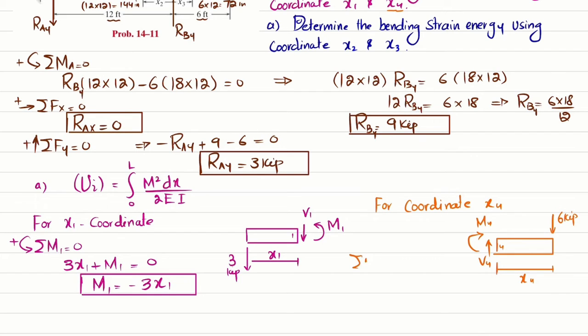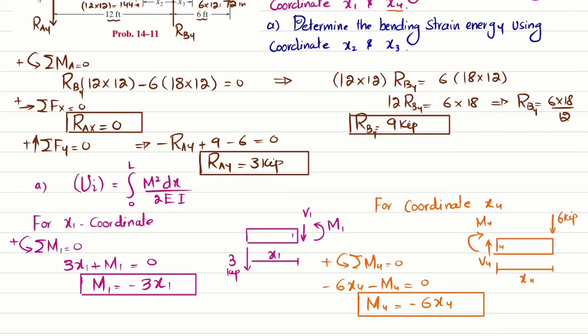By using the equation of equilibrium, that the sum of all moments about point 4 is equal to 0, and taking the counterclockwise moment as positive. So this force 6 into x4 is producing a moment about point 4 that is clockwise, so it will be minus 6x4. So minus 6x4 minus M4 is equal to 0. So from here you will get M4 is equal to minus 6x4. Now you have both the moments.